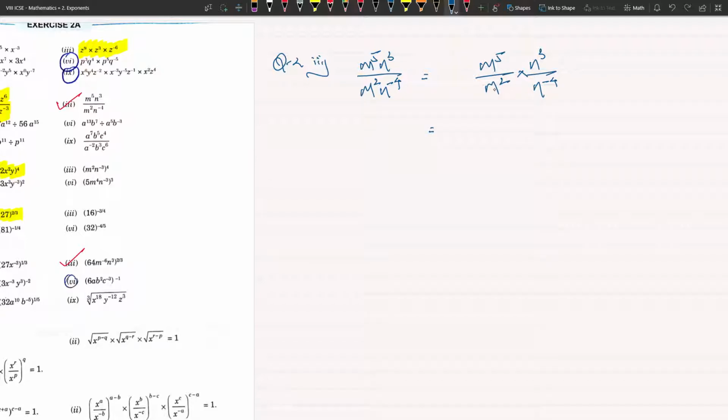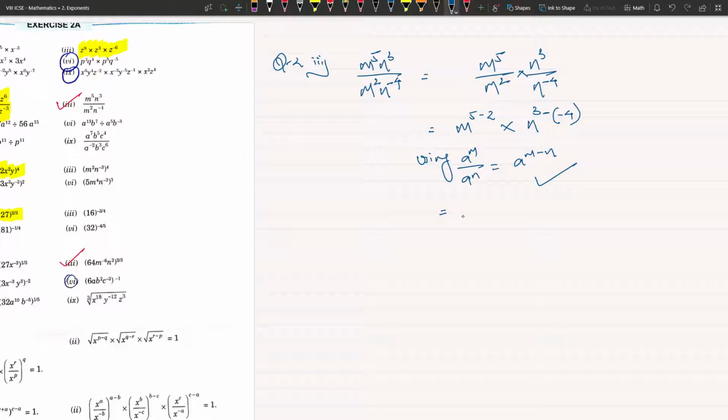Now I'm going to use a law which states m raised to 5 minus 2. So what law have I used here? a raised to m upon a raised to n is equal to a raised to m minus n. You might have studied these laws with respect to x as a base. It doesn't matter. Okay, next, n raised to 3 minus this minus 4 will come over here. The same law. I have used the same law in both the steps.